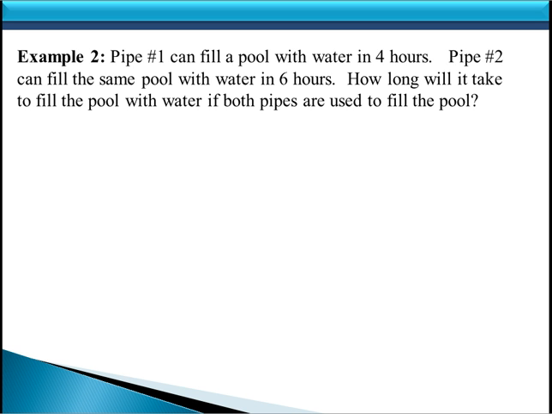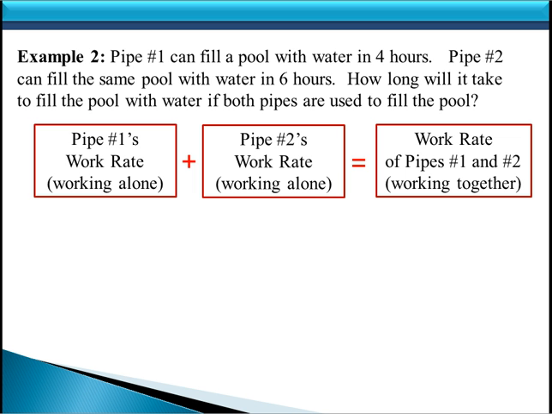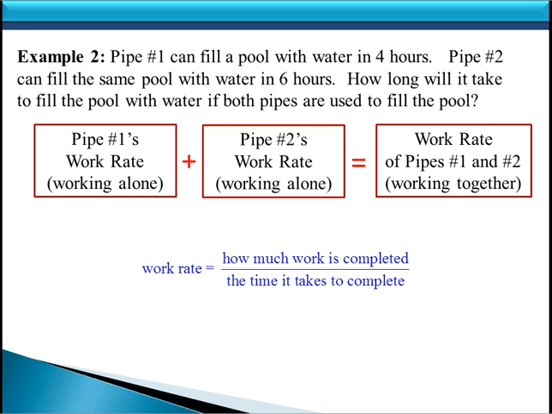So let's think about their work rates. Remember that if we take pipe number 1's work rate as if it filled the pool all by itself, and we add that to pipe number 2's work rate as if that pipe was filling the pool all by itself, that'll equal the work rate of the 2 pipes working together. For each of those 3 work rates, we're going to use the definition of work rate, which is taking how much work is completed, which for this problem is just 1 pool being filled, divided by the time it takes to complete that task.